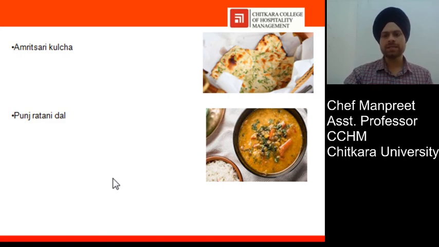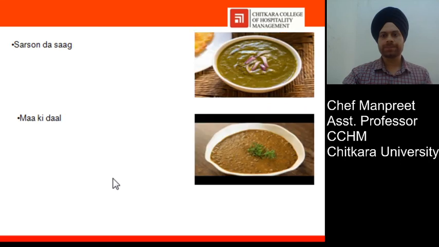Panj Ratni Dal resembles the name of Punjab, actually, because it contains a five-blend mixture of lentils, and it is tempered with garlic and cumin flavors. Sarson ka saag, as we have already discussed, contains mustard leaves and some amaranth and other leaves, which should be blended together, boiled, ground well and tempered with butter or ghee.